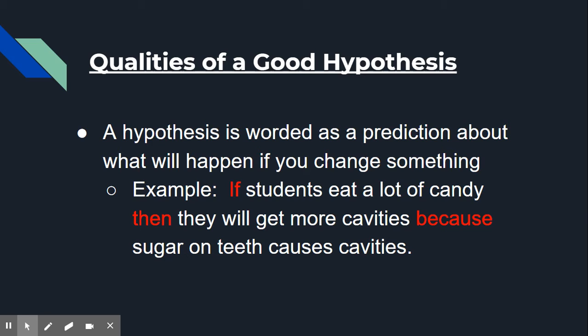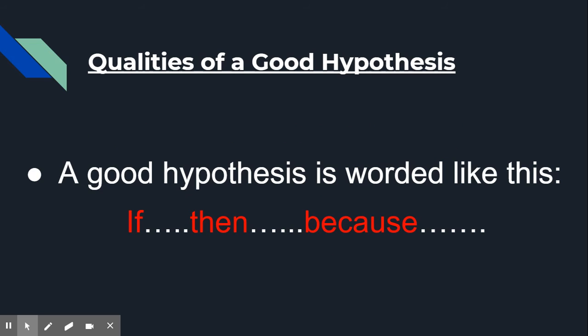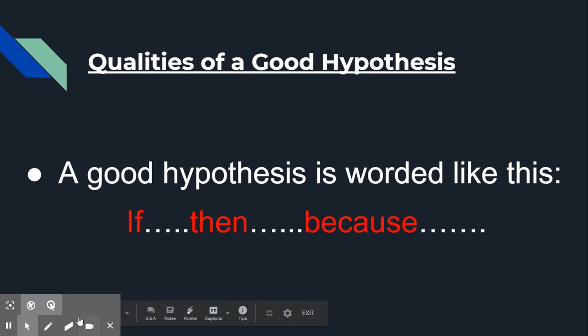So here's our first example of a hypothesis. If students eat a lot of candy, then they will get more cavities because sugar on the teeth causes cavities. And you can see I have three words highlighted here in red, and we'll see why they're important in a second. So a good hypothesis is usually worded like this: if this, then that, because this. And here's why. So here are our big words, if, then, and because.